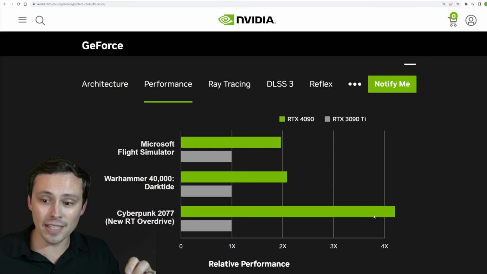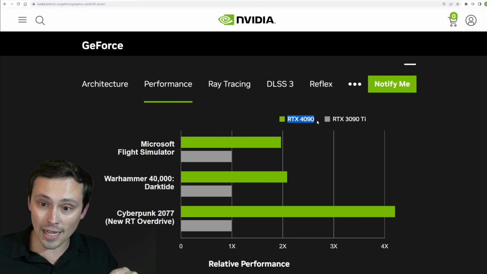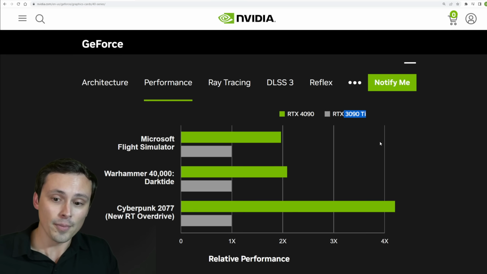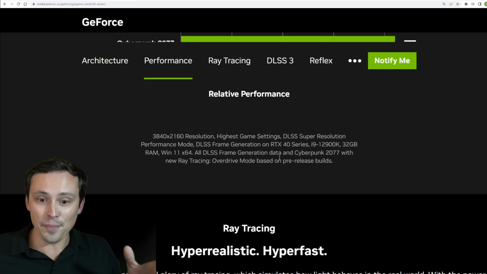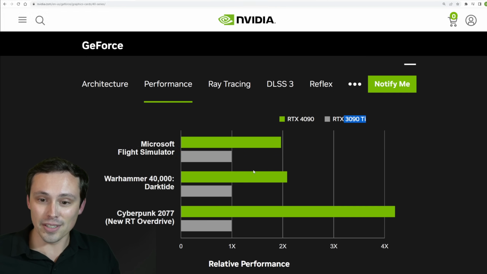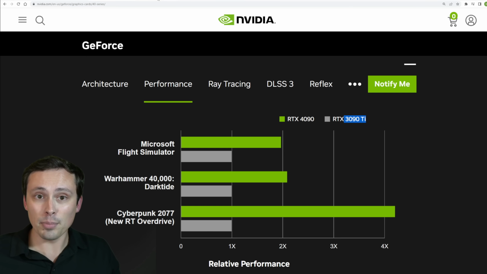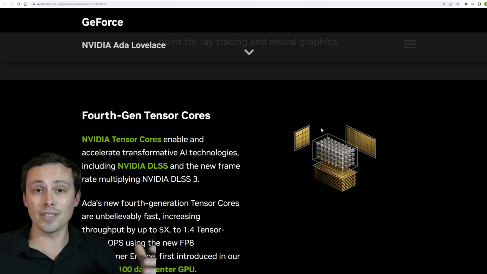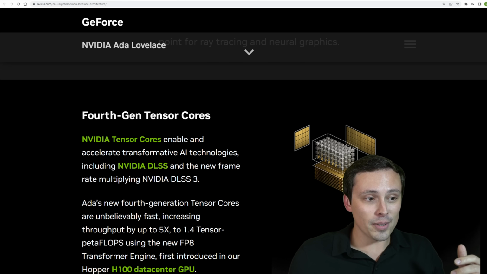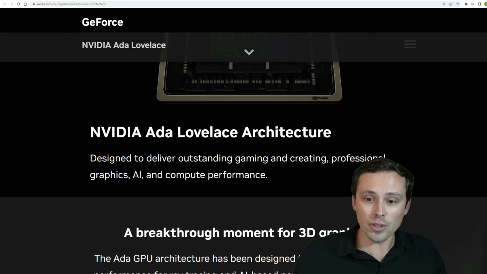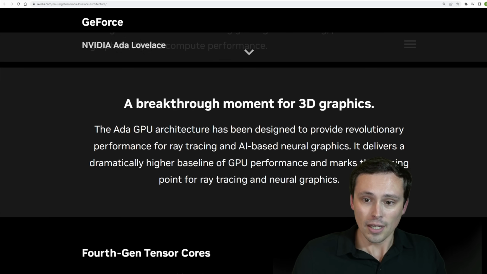That technology is being used to produce this performance jump, because the 4090 can do that. It can create new frames, and the 3090 Ti can't. It's still running DLSS 2.0. So that's extremely important to understand when looking at this. So I am expecting huge ray tracing performance gains, and this DLSS 3.0 looks insane, but those performance numbers can be misleading.